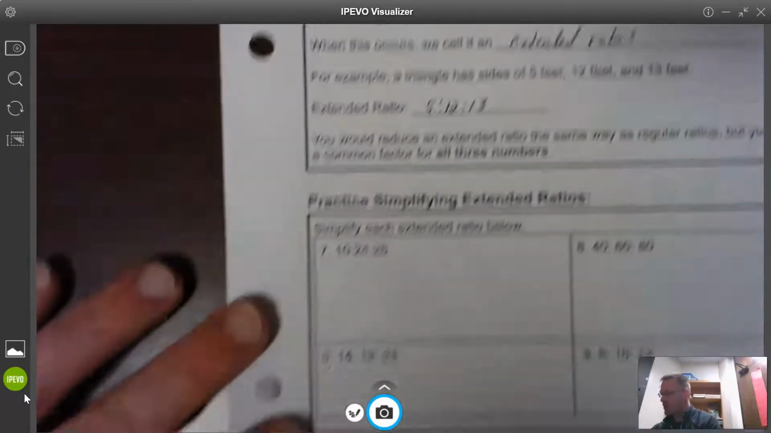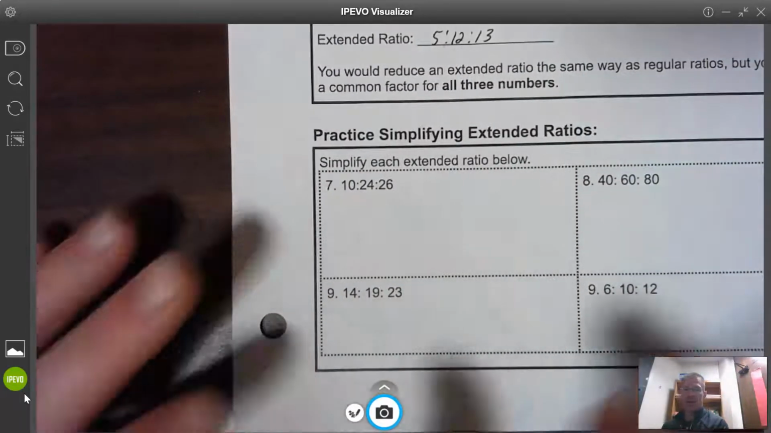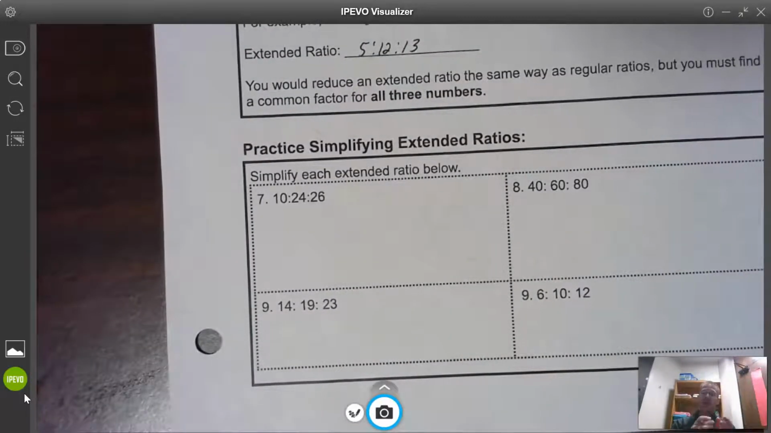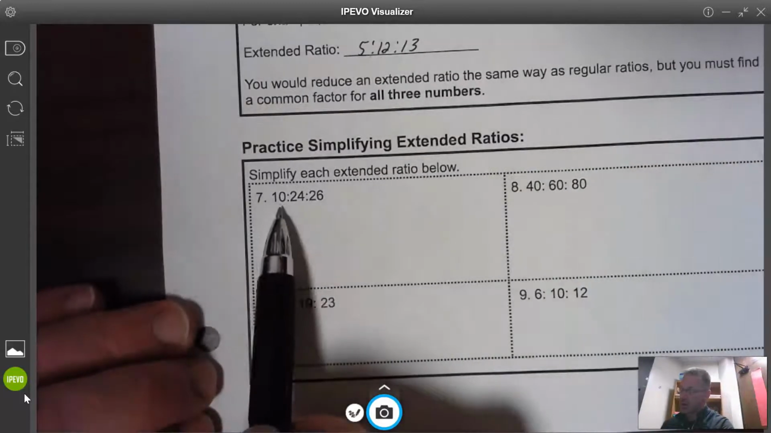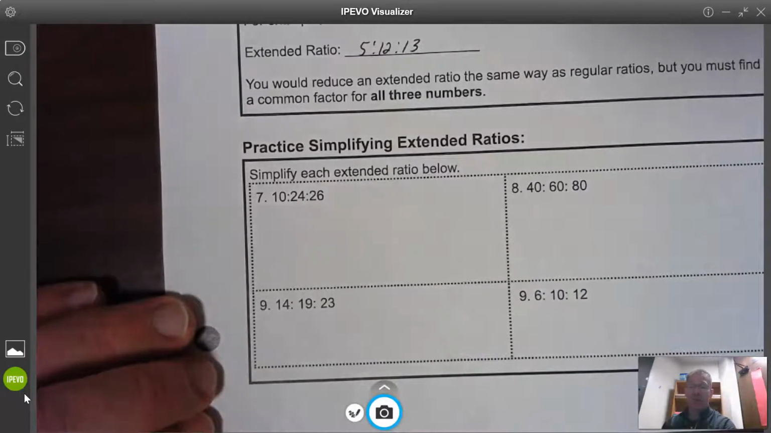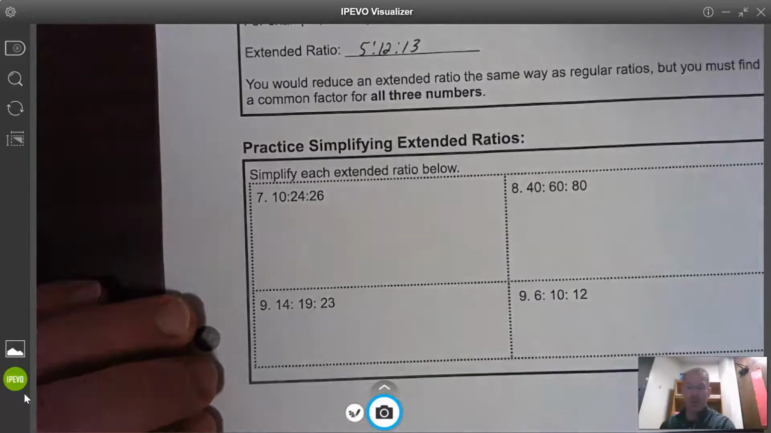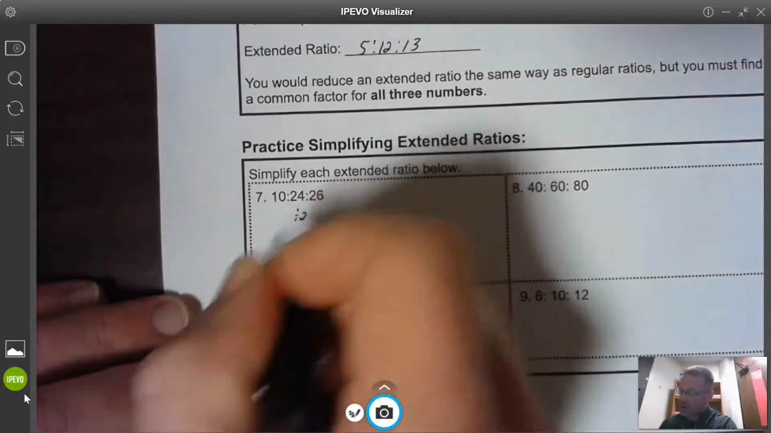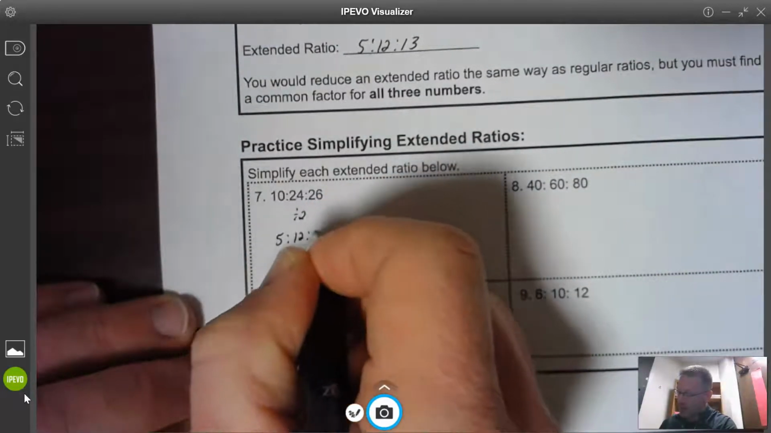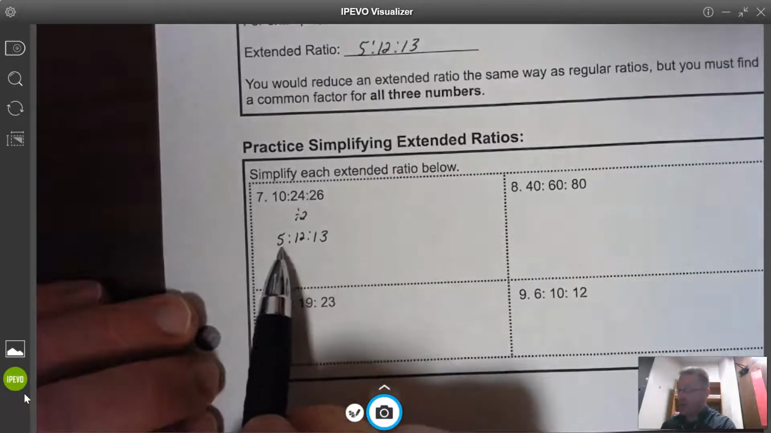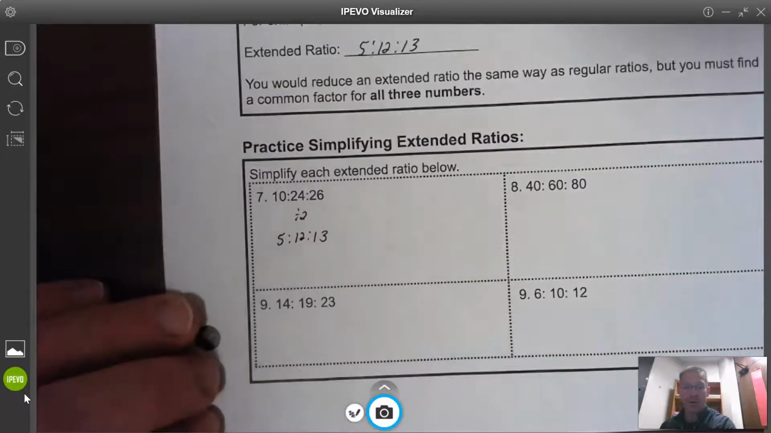Now, the way we reduce an extended ratio is the same way we reduce a regular ratio. The only difference is that instead of being common to 2 numbers, it has to be common to 3 numbers. So if I look at number 7 here, I've got 10, 24, 26. Now I have to find a common factor that goes into all 3 of those numbers. I'm going to try 2. I'm going to divide everything by 2, and I get 5 to 12 to 13. And when I look at this, once again, the common factor for 5, 12, and 13 is 1, so I know it's in lowest terms.